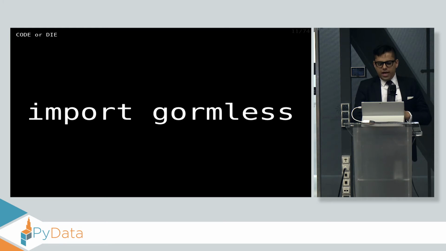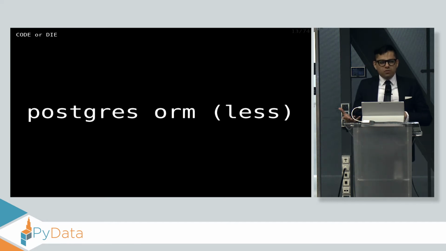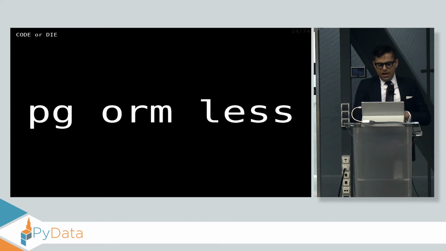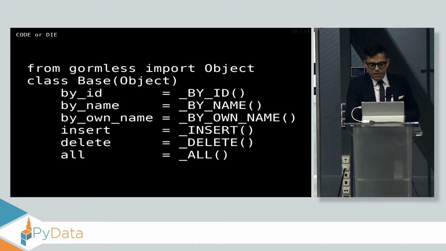It's kind of a weird name, so I'll explain the name to you really quickly. I wanted to create an ORM for use with Postgres, but I hate ORMs, so I wanted to create an anti-ORM. You could call it PG ORMless, or in other words, Gormless. In English, gormless means kind of stupid, and this is essentially a pretty stupid idea.